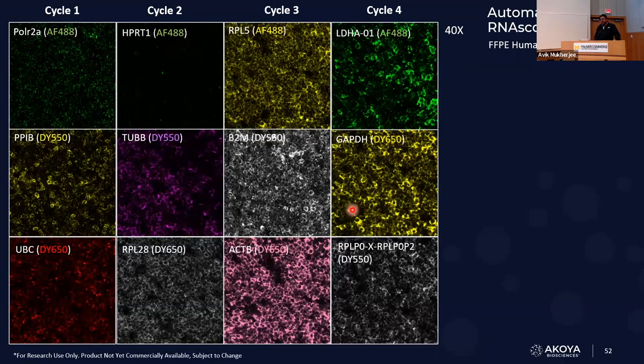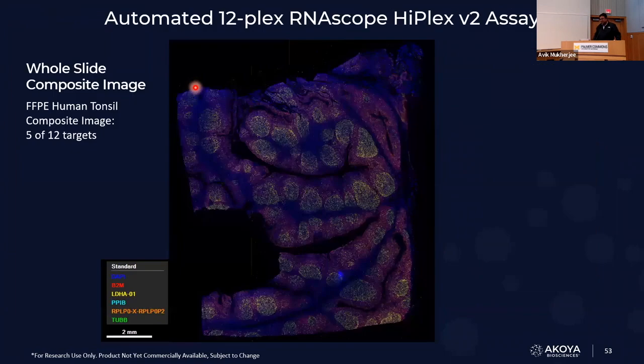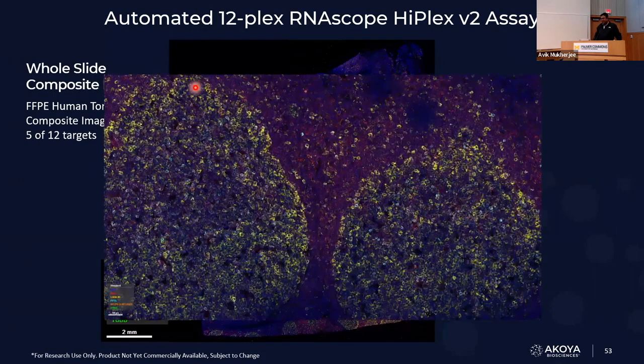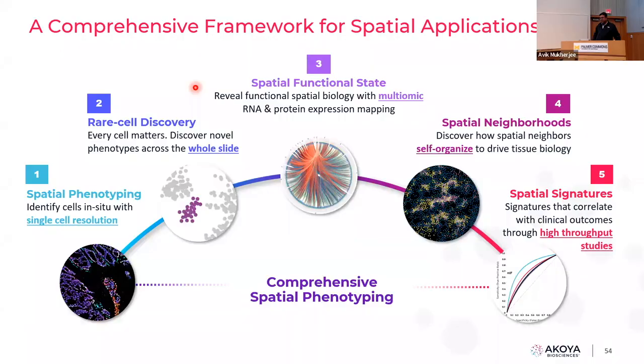This is a HiPlex RNAscope image with the ACD HiPlex 12 v2 assay. It's a tonsil sample. I can show you a 2.6x zoom in and also a 10x zoom in. You can see that the T4 probe for HPRT1, which is a low expressor, can still be picked up with this kind of imaging. It's a 40x resolution image. This was the whole slide, and we just zoomed into an area of the whole slide. Now, this goes like the RNAscope aspect.